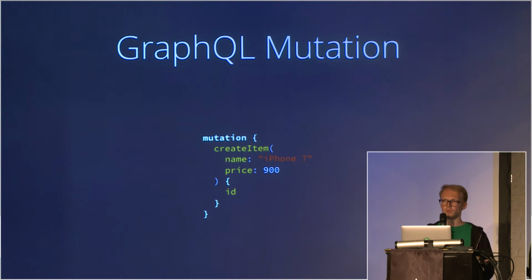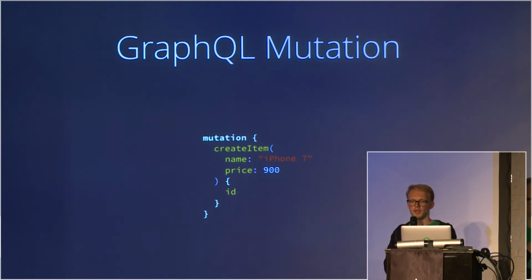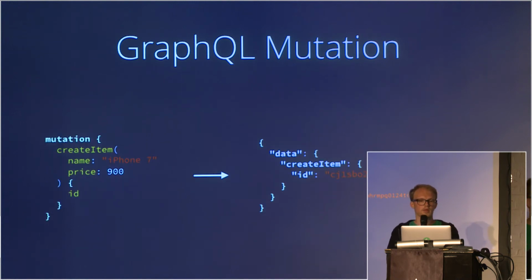So in this case, we want to create a new item. We have to provide the name and the price, and we can read back the ID. I think that's also fairly intuitive.